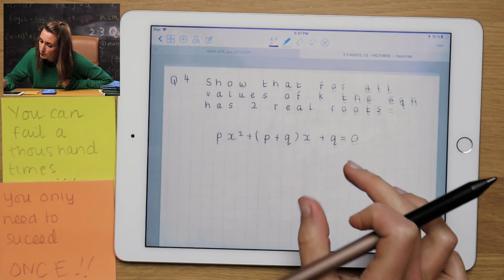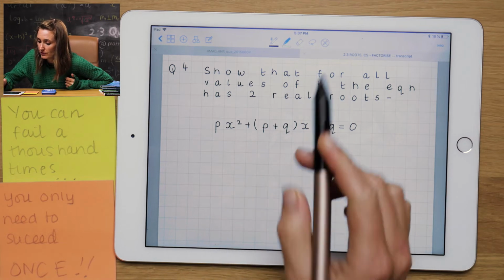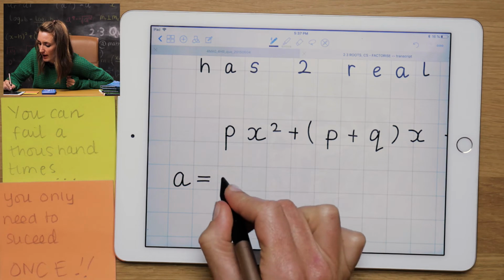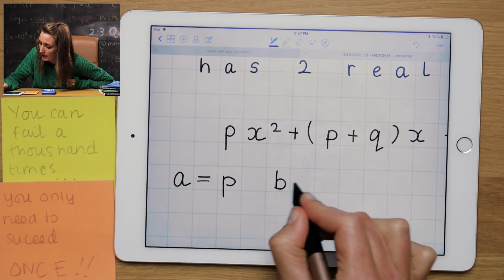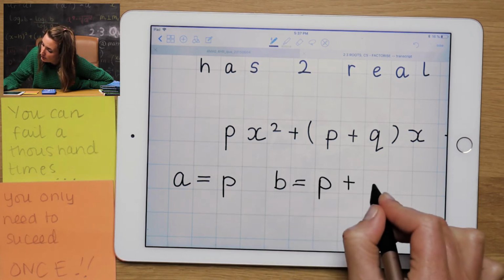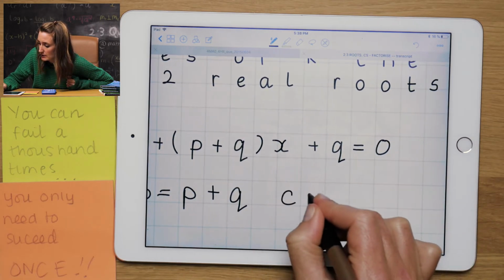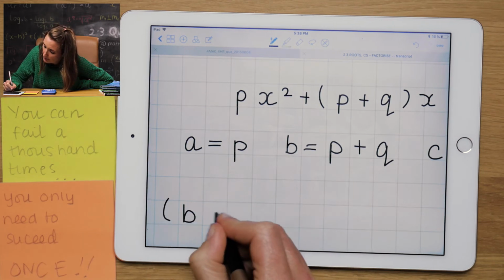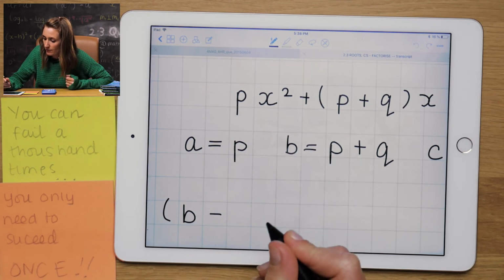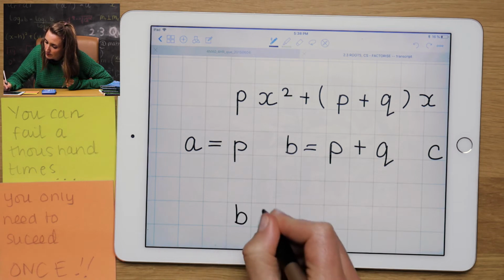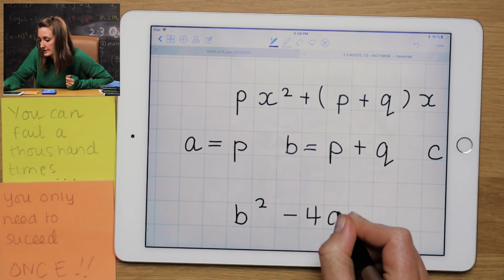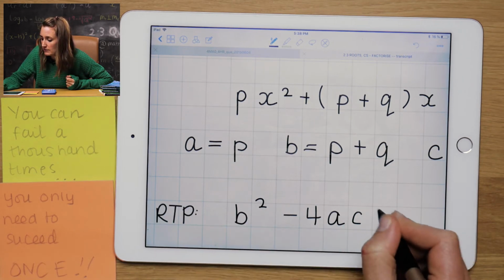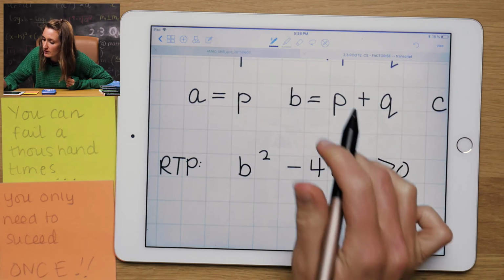Okay? The last one is a show that question. So we have to prove that it has two real roots, so we have to prove that it's bigger than 0. We have a is equal to p, b is equal to p plus q, and c is equal to q. So I'm going to pop them in. Let's write the formula first: b squared minus 4ac, and I'm required to prove, as you can often see, that this is bigger than 0. First I'm going to work this out.